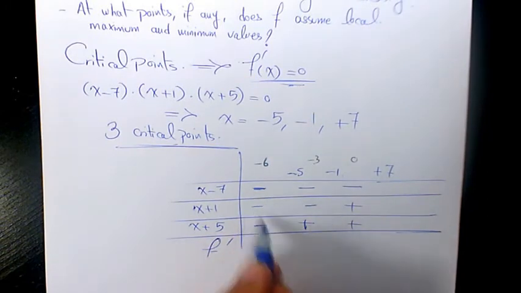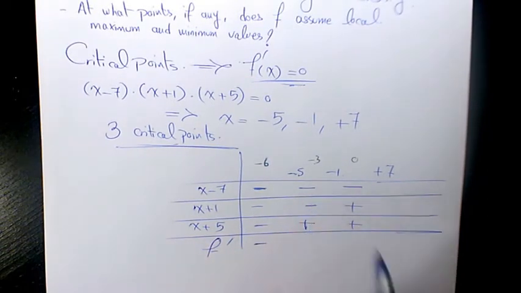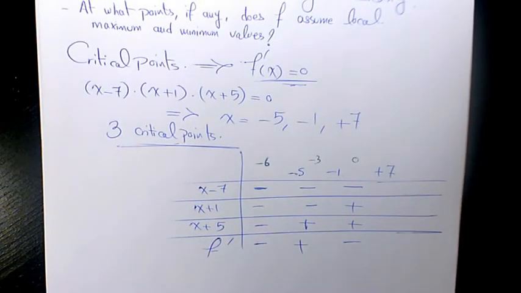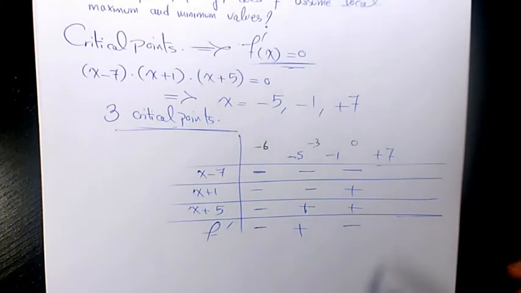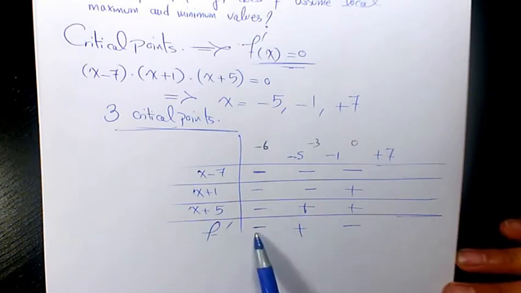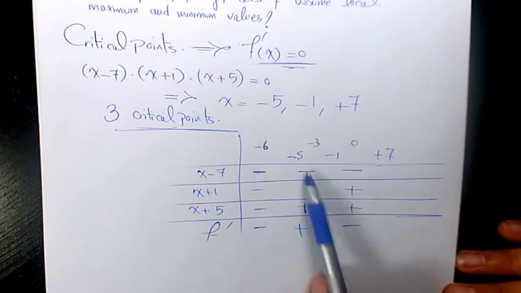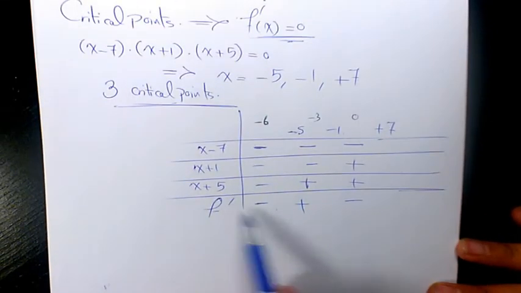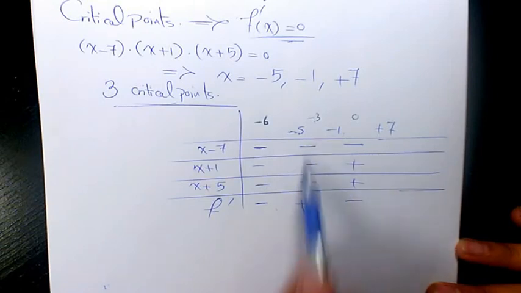So negative times negative times negative is negative, negative times negative times positive is going to be positive, negative times positive times positive is going to be negative. Usually when you have more than 2, we just count the number of negatives. If we have an odd number of negatives, the answer is going to be negative. If we have an even number of negatives, the answer is going to be positive. For example, here we have an odd number, 3 of them, so the answer is negative. Here we have an even number, we have 2 negatives, so the answer is going to be positive. So f prime is negative in this region, positive in this region.